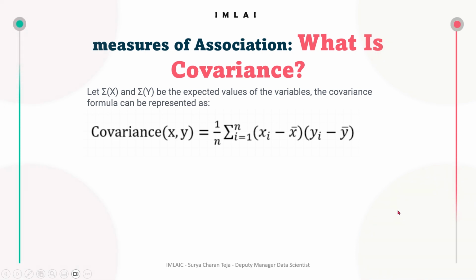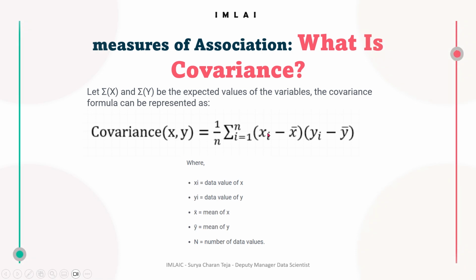So here xi is equal to the data value of x, yi is equal to the data value of y, x bar is nothing but the mean of x, and y bar is nothing but the mean of y, and N is equal to the number of data values, capital N or small n. The capital N is used for the population size and small n is used for the sample size, and this is what covariance is for us.